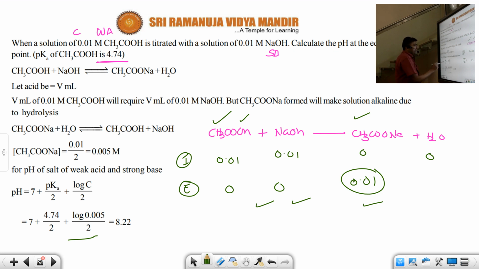So I hope you understood. So now substitute pH is equal to 7 plus pKa by 2 plus log C by 2. pK value is given and log C value is given. So you can substitute, you get the answer. So hope you are very clear.